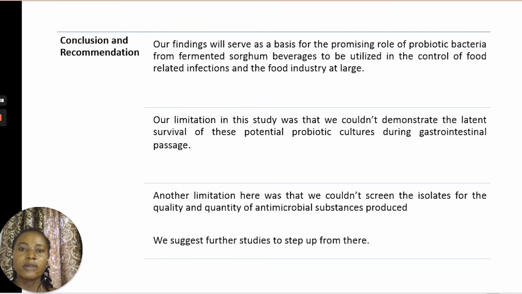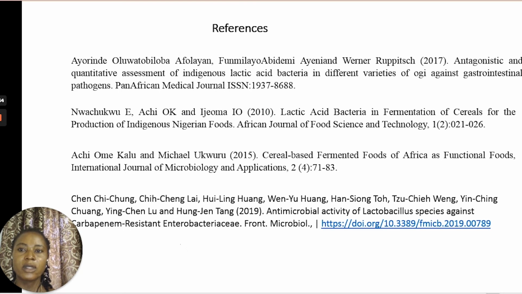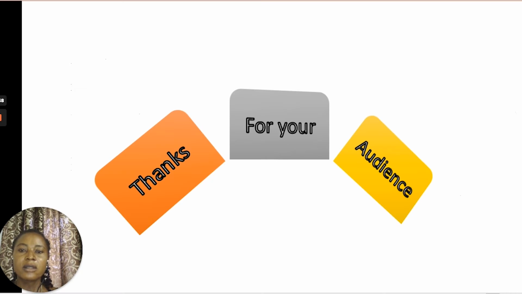control of food-related infections. Our limitations in this study were that we could not demonstrate the latent survival of this potential probiotic culture during gastrointestinal passage. We could not also screen them for the quality and quantity of antimicrobial substances produced. We suggest further studies for this. We have selected references here to back up our findings. Thanks for your audience.